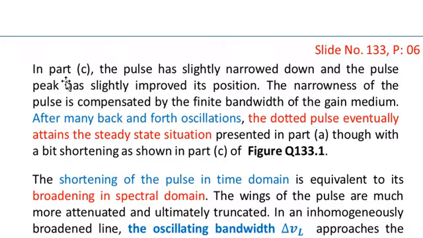So let me read the paragraph about figure part C. In part C, the pulse has slightly narrowed down and the pulse peak has slightly improved its position. The narrowness of the pulse is compensated by the finite bandwidth of the gain medium, because the gain medium, that is the active medium, has a finite bandwidth and this has improved the narrowness of the pulse. After many back and forth oscillations, the dotted pulse eventually attains the steady state situation presented in part A, though with a bit of shortening as shown in part C of figure 1.